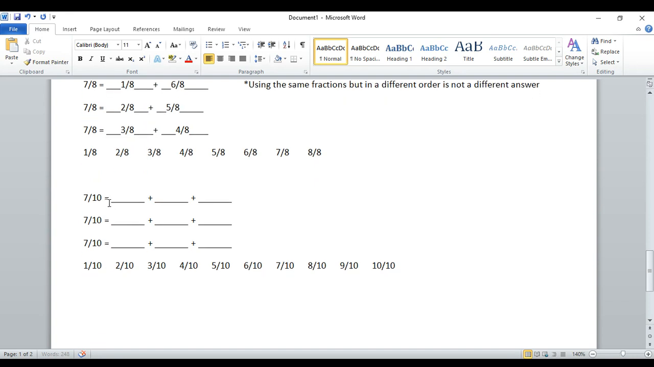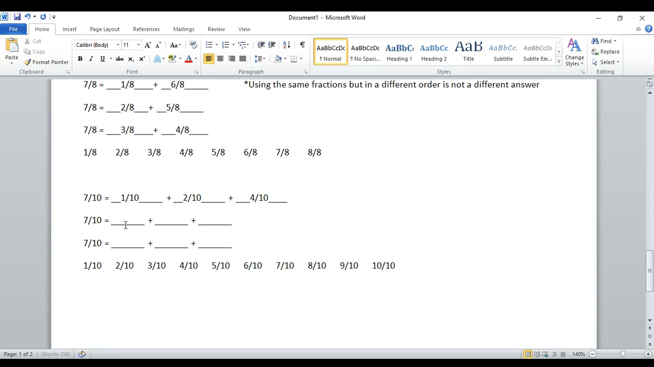So then you might have one like this, 7/10. They want you to decompose it 3 different times in 3 different ways. So 7/10. Let's say we want to do 1/10. I always like to start with 1 because 1 is easy. And now I'm going to say 2. So now I've got 1/10 plus 2/10, which gives me 3/10, and I want to get up to 7. So that means this one has to be what? I hope you said 4/10. And 1 plus 2 is 3, plus 4 is 7, 7/10.